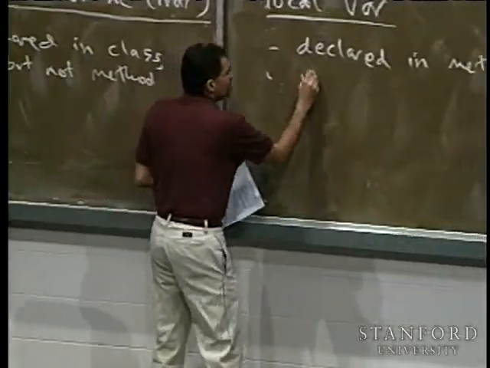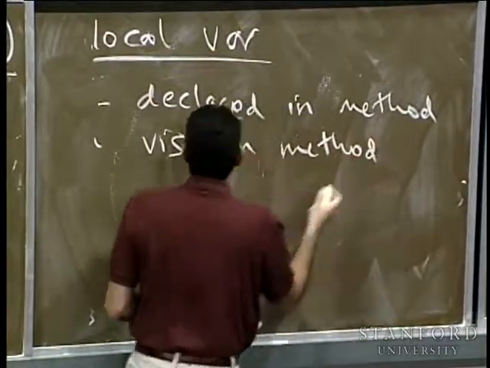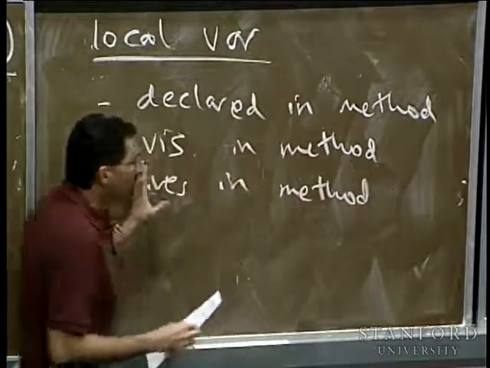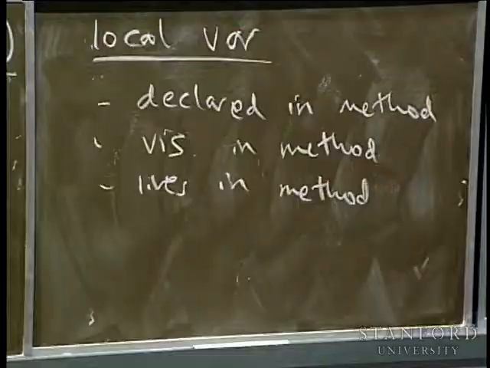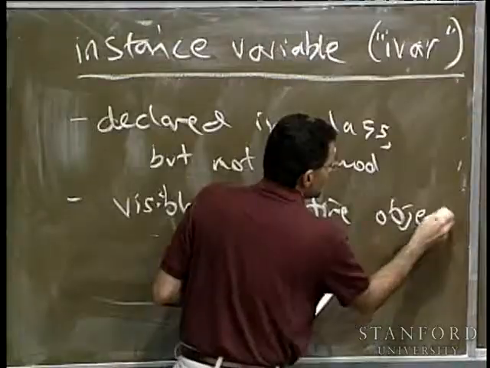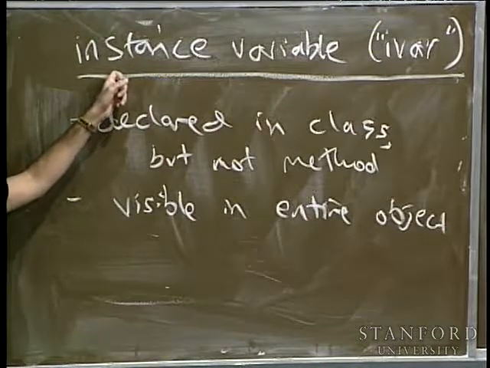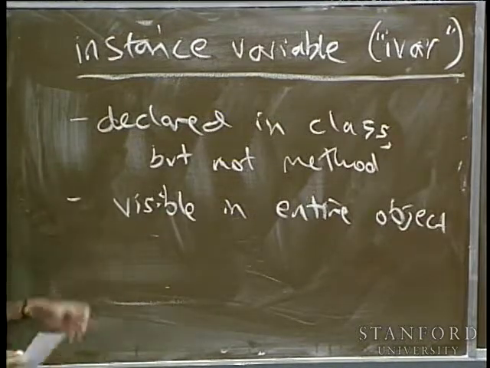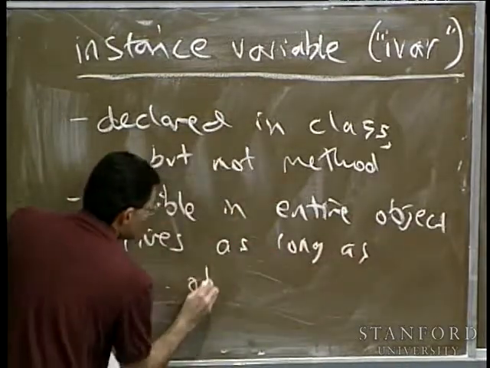So this guy is only visible, in terms of its visibility, which we'll just call viz, in the method. And as a matter of fact, as for its lifetime, it only lives in the method. And when the method is done, the scope of this variable is basically gone and it goes away. These puppies are visible in the entire object. So in the class in which they are declared, when you create an object of that class, you get an instance variable. For every instance variable declared, you get one, and it's visible in the entire object. That means its lifetime is it lives as long as the object lives.